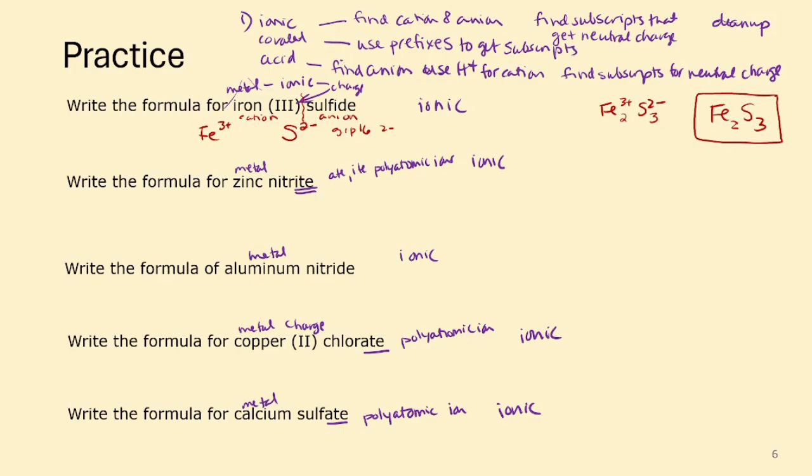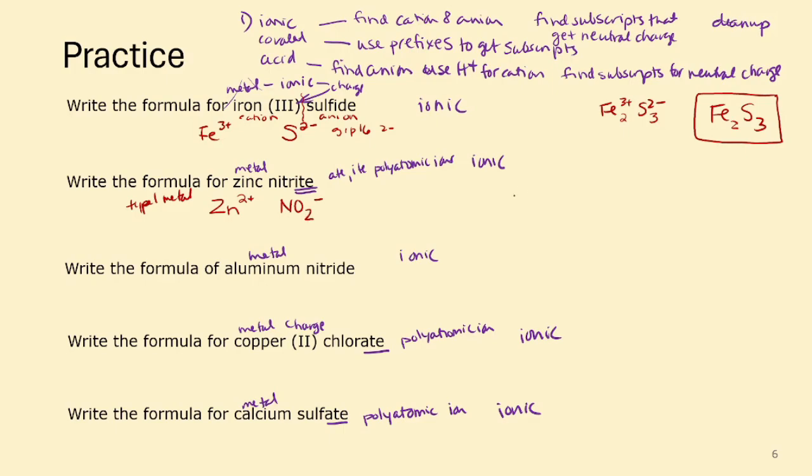Okay, zinc nitrite. Again, I see that there is no charge, but this is a metal, so it's simply going to be a type 1 metal. I do need to know its charge. At this point, I have to go to my list because it is not group 1 or group 2, but it is always 2+. Nitrite is a polyatomic ion. I have to look at the polyatomic ion list to see that this is NO2 with a -1 charge.